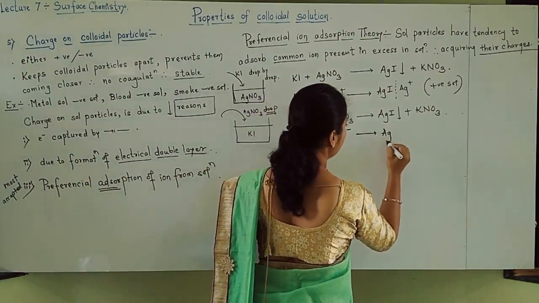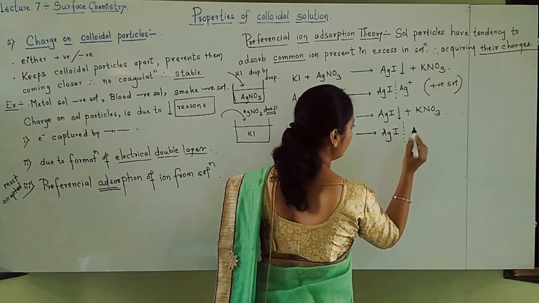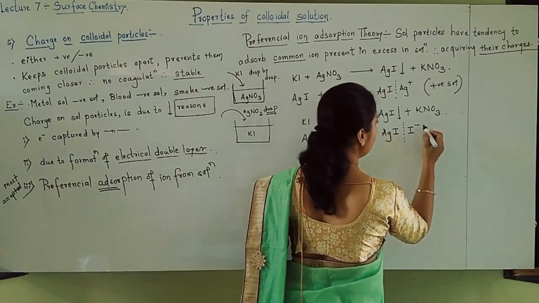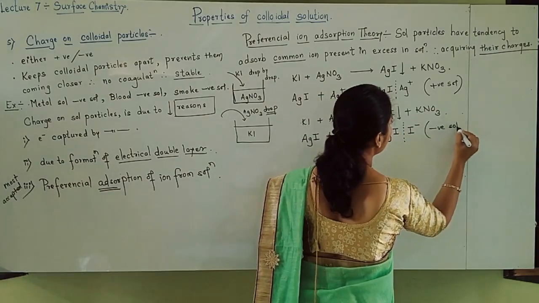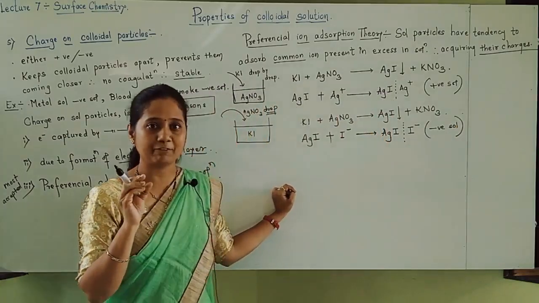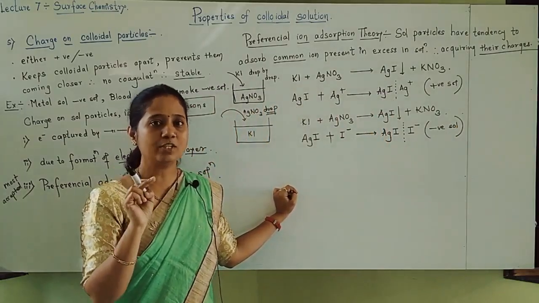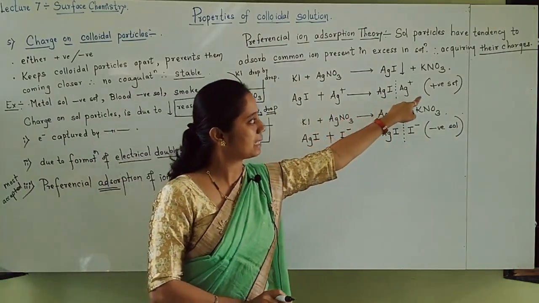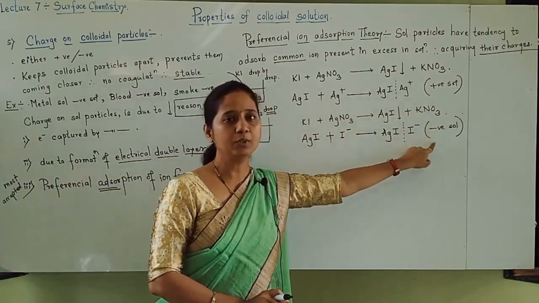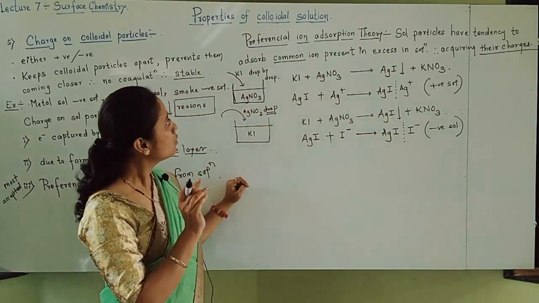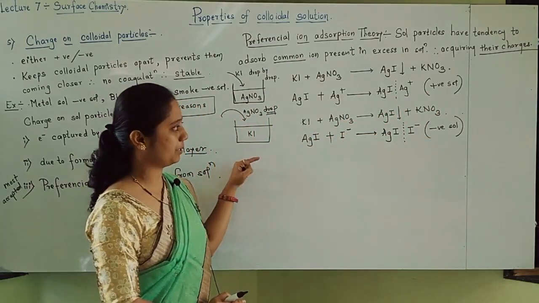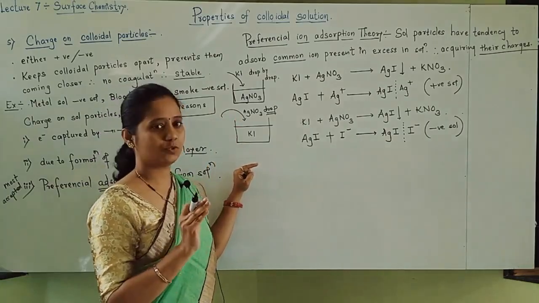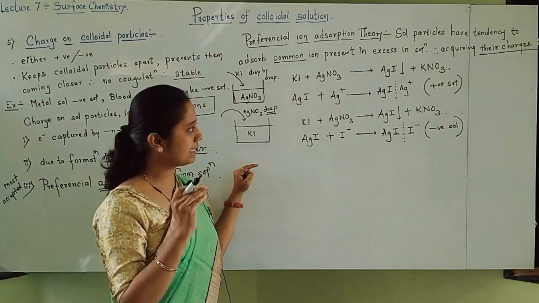And what is formed? See student, AgI. I am showing a dot indicating adsorption. And I minus ion gets adsorbed on AgI. And this gives rise to a negative type of sol. So like this, preference will be given depending upon which solution is there. Different preferences will be there. I have shown you one example of how positive sol is formed, how negative sol is formed. So student, this is preferential adsorption. Now this gives charge to the colloidal solution. Okay, this is over.